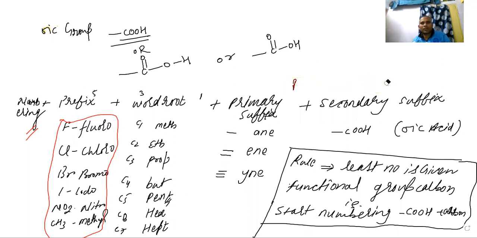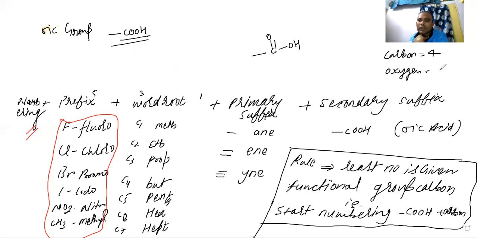No, sir, you are not getting this one. You need to memorize the structure. How can you memorize? Carbon has how many bonds? 4. Oxygen has how many bonds? 2. Hydrogen has how many bonds? 1. Right? Very good.